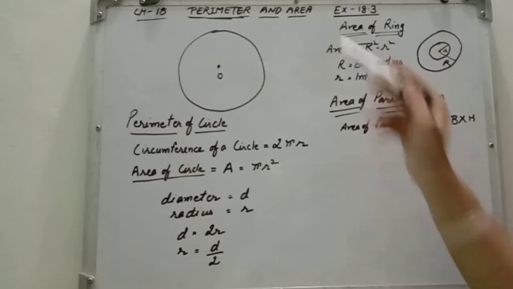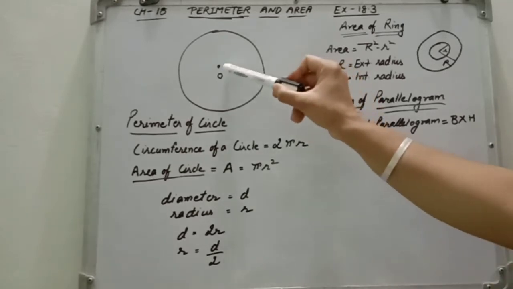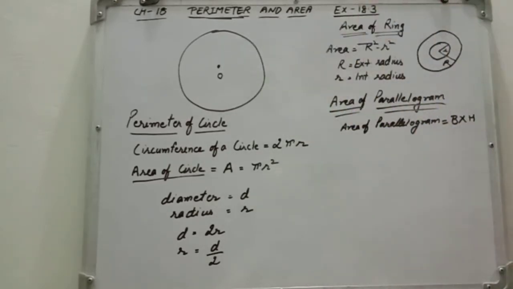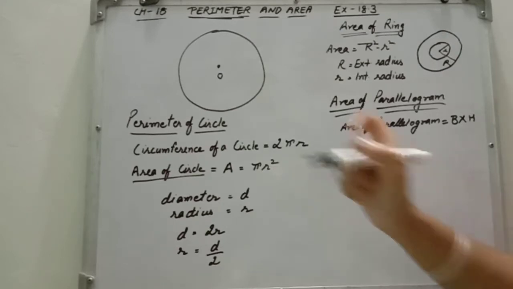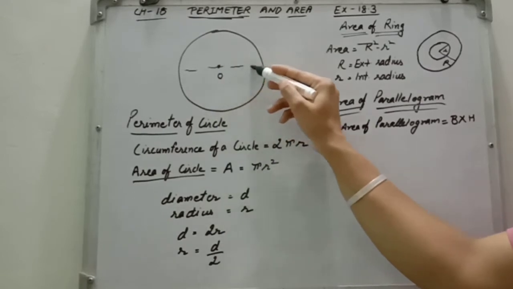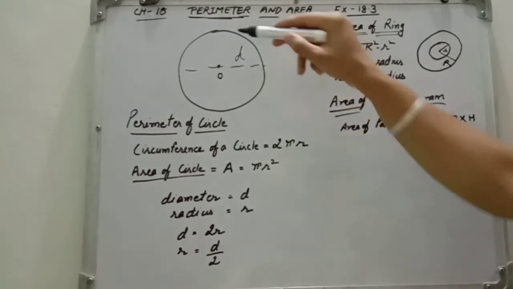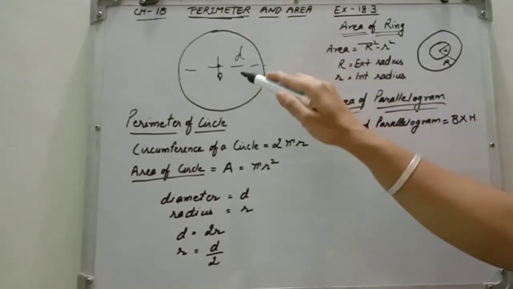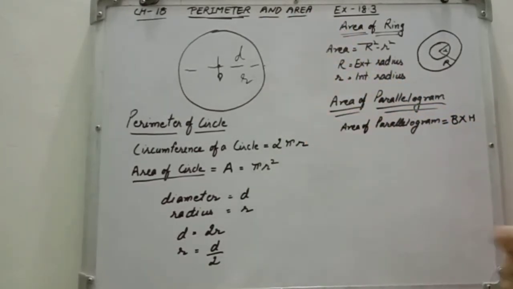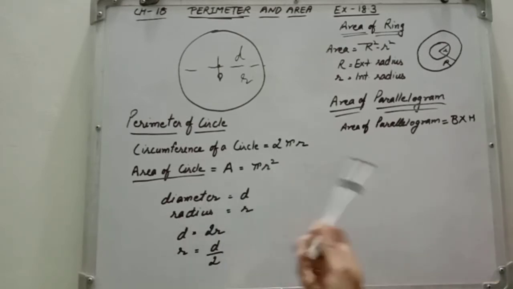So we know that a round closed figure is called a circle. A circle has one center point. A line which passes through the center of the circle is called the diameter, and half of the diameter is called the radius. Here small d stands for diameter and small r stands for radius.